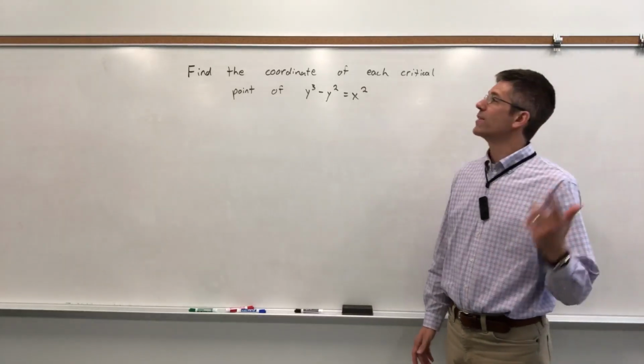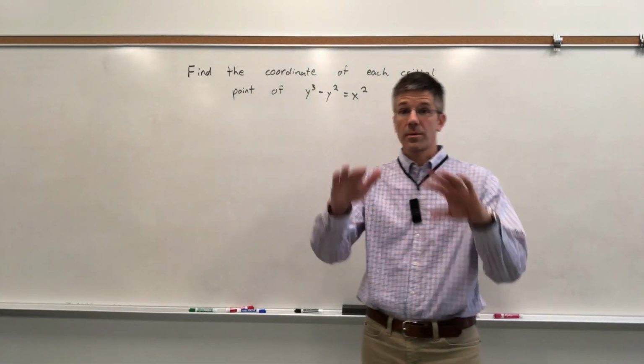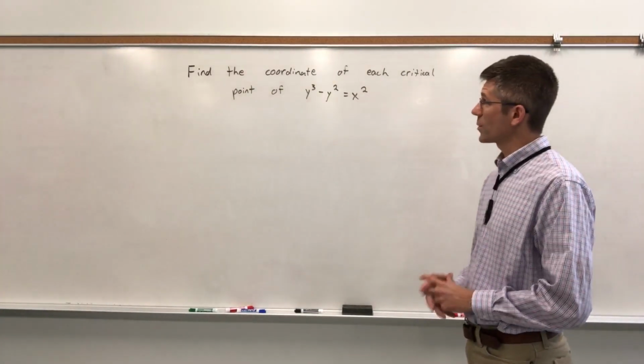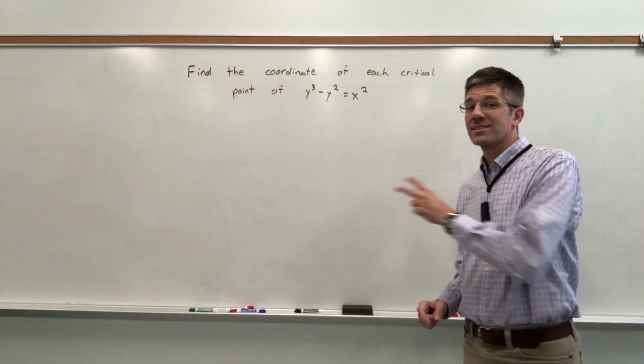Let's find the coordinate of each critical point. We're going to find a coordinate. It's going to be an x and a y value. Critical points occur where the derivative equals 0 or where the derivative doesn't exist.